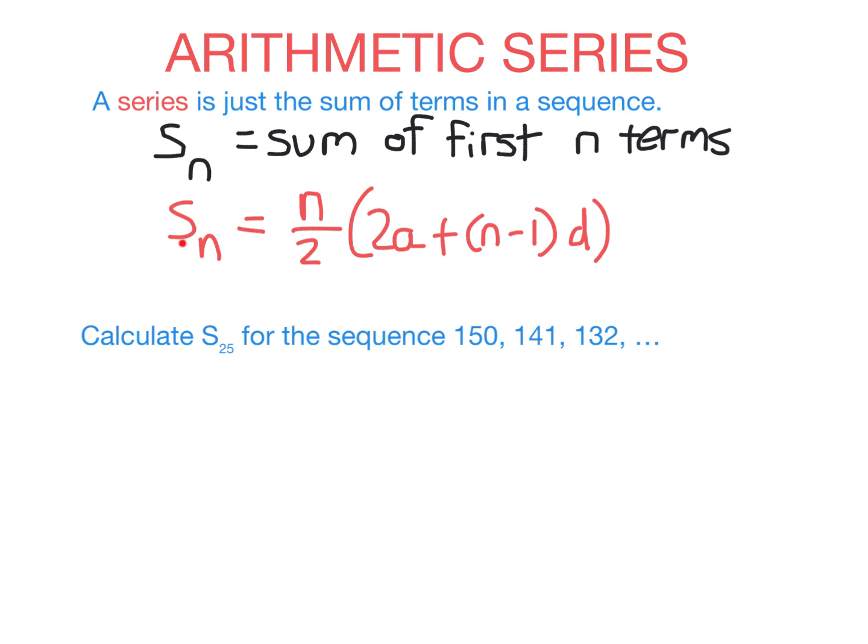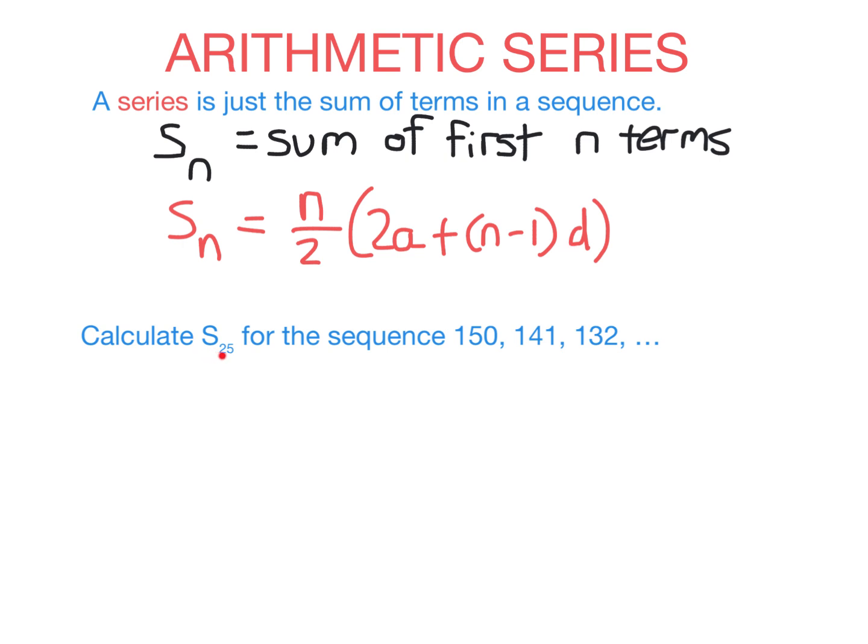S is the value of the sum. n, a, and d have the same meaning that they did when we looked at arithmetic sequences. n is the number of terms, a is the first term, d is the common difference. And there will be a common difference, otherwise it's not arithmetic.